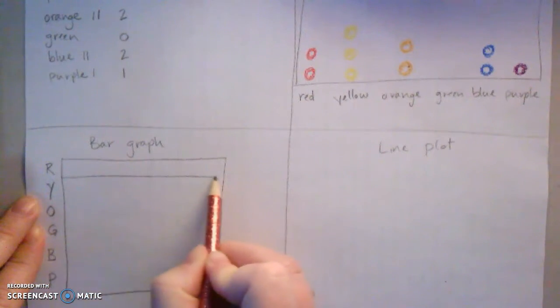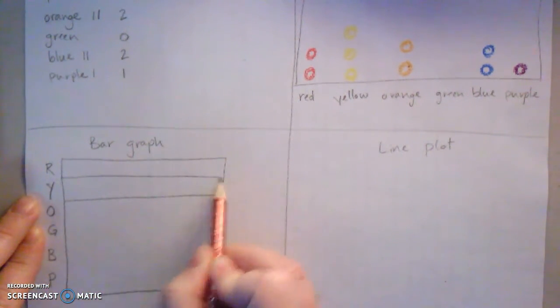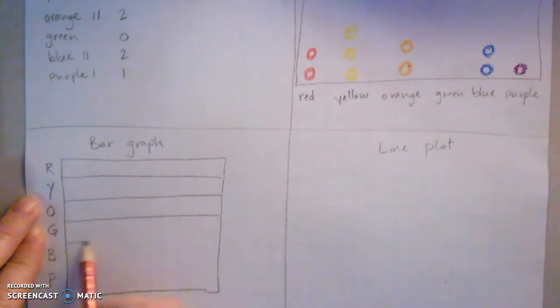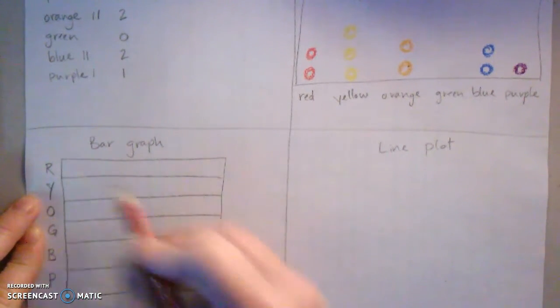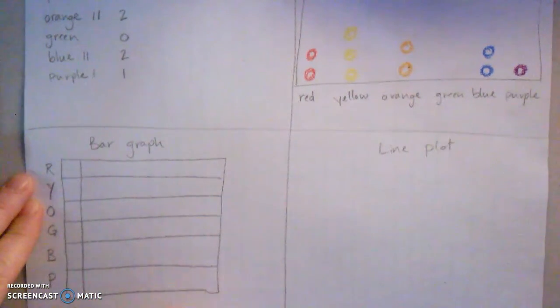Now remember, on these ones, we do use numbers. So I'm going to make my lines to separate them here. And then I'm going to draw my number boxes. So that would be, I need to have a 0.